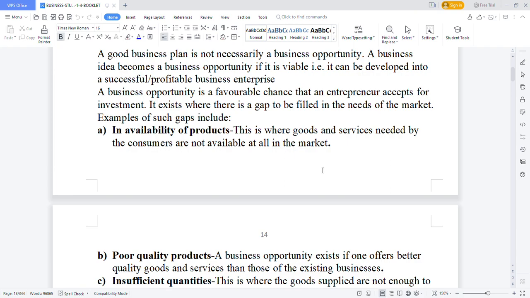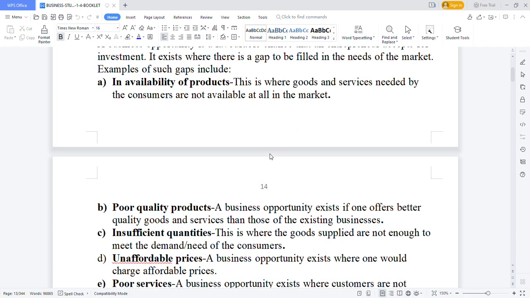What are these gaps in the market? In an exam, you will be told to list business gaps in the market, or explain business gaps. So these are the answers to that question. The first one is unavailability of products. This is where goods and services needed by the consumers are not available at all in the market. So that is a business gap.